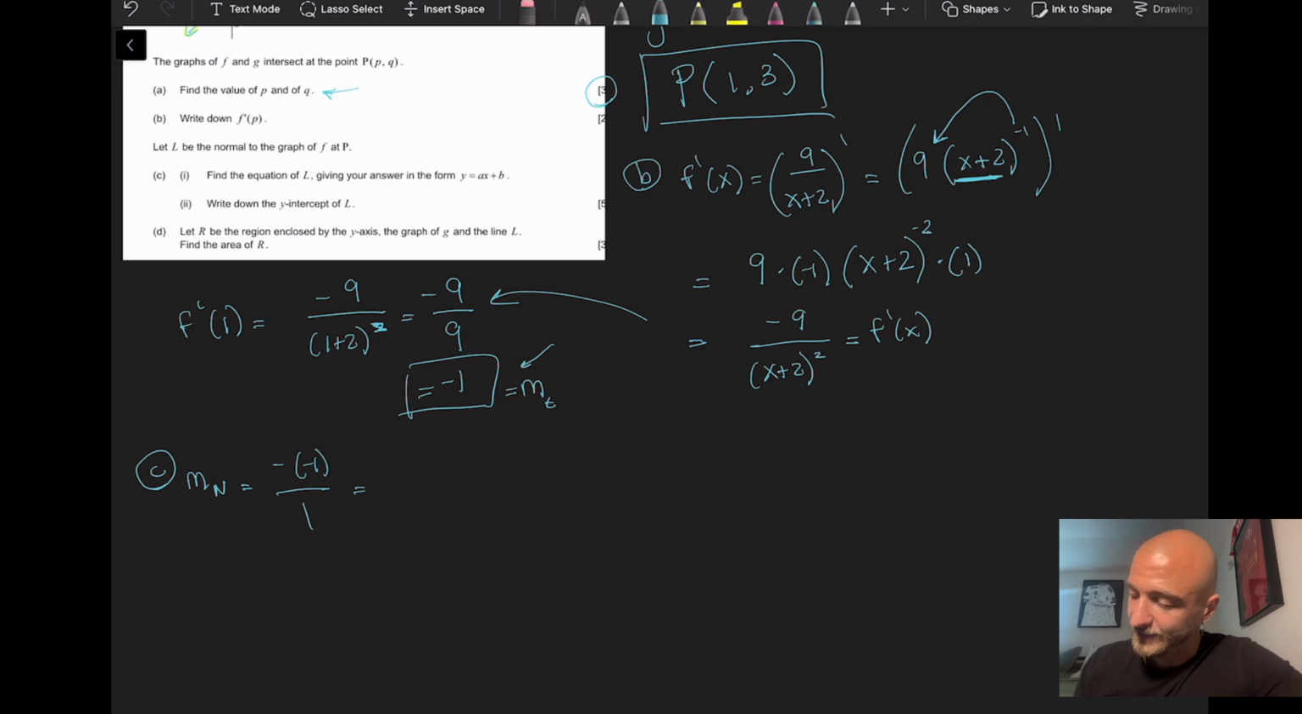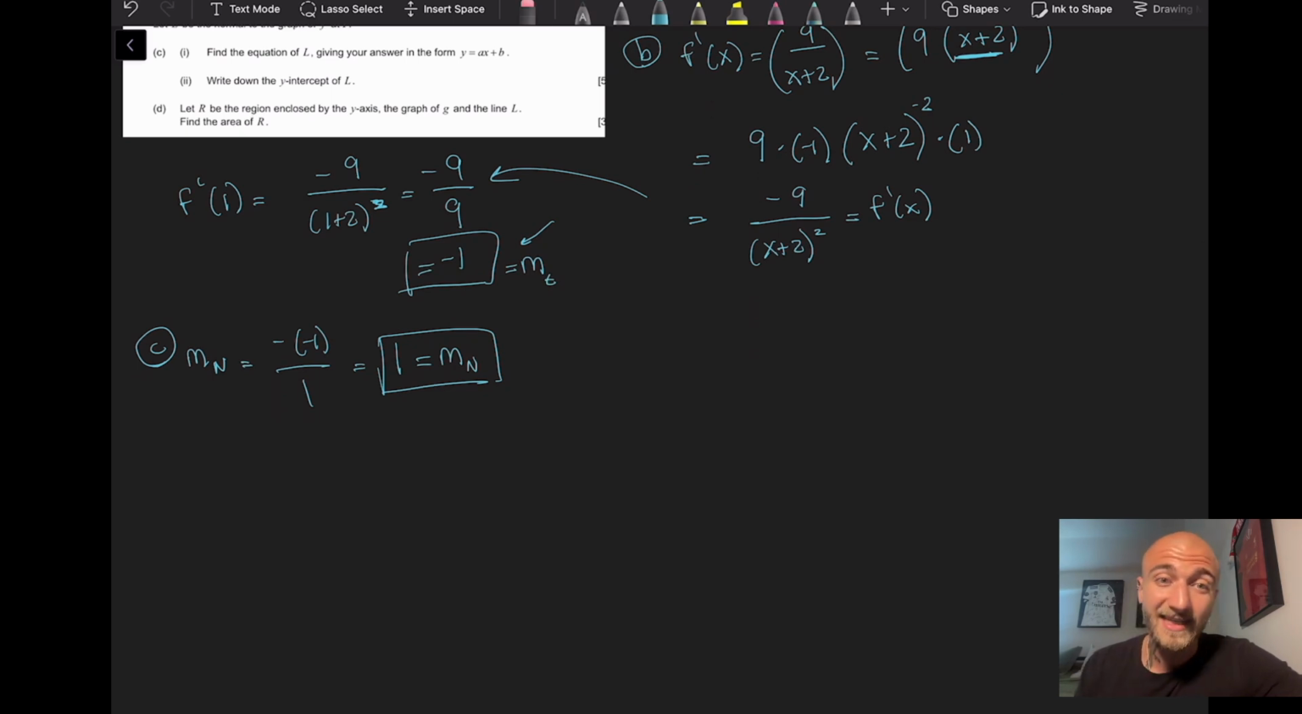A negative over a negative gives me a positive, and 1 divided by 1 is just 1. So the slope of the normal line is equal to 1. Nice and simple. The next step is to figure out the equation for the normal line. It's going to take the form ax plus b, but we know the slope is 1, so it's going to be x plus b.